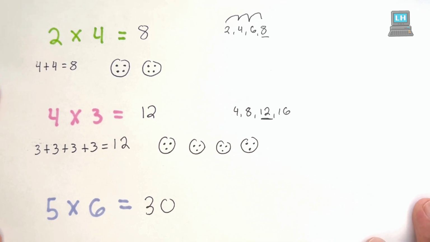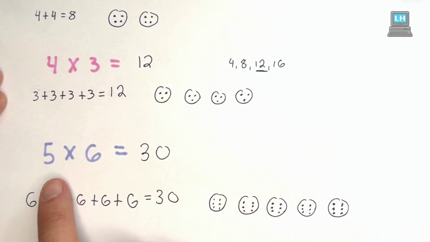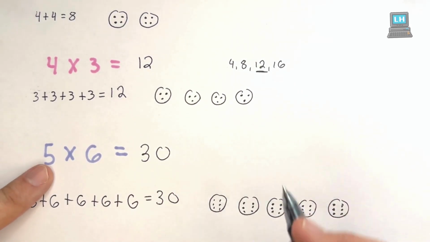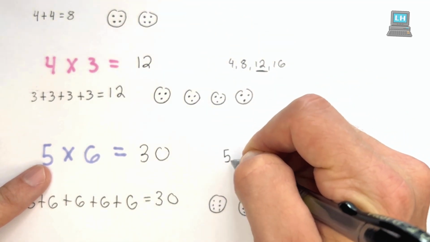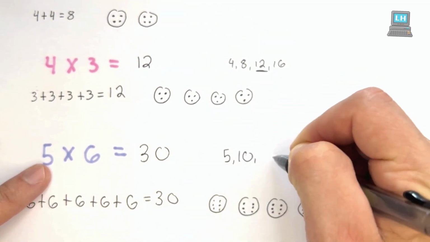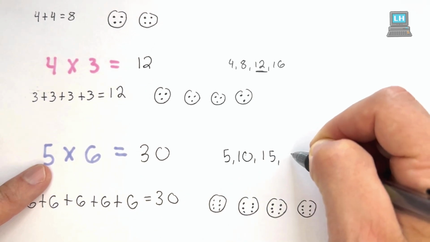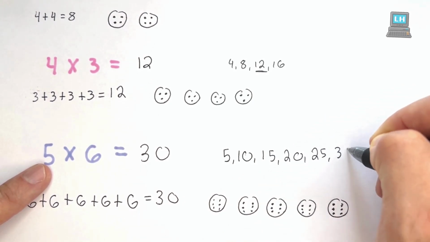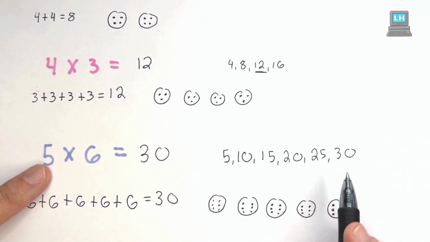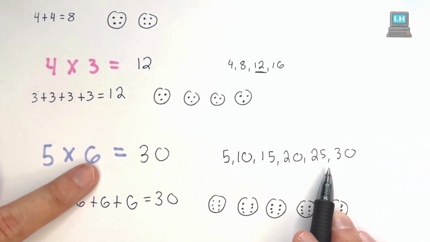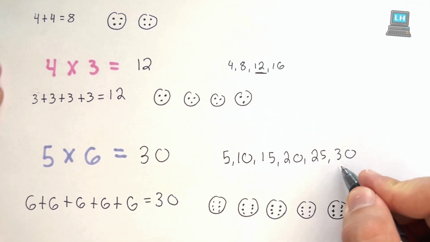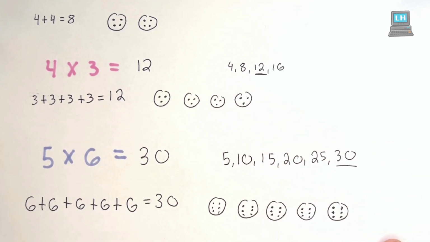Okay. All right, let's take a look at this top secret method with this last problem right here. Well, I need to skip count by 5s. 5, 10, 15, 20, 25, 30. I need to find the 6th number here, right? 1, 2, 3, 4, 5, 6. Boom, that's the answer. I get 30.